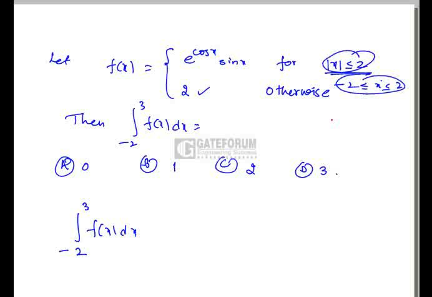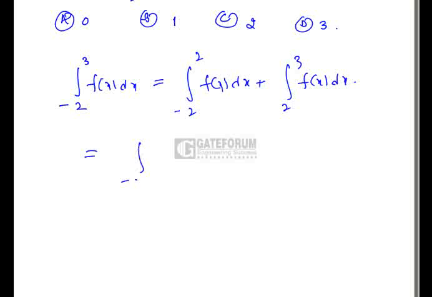And then for any other value, it is 2. So, we will split this integral into minus 2 to 2 f of x dx plus 2 to 3 f of x dx. Now, in the interval minus 2 to 2, f of x is nothing but e power cos x into sin x dx plus 2 to 3 f of x. Now, anything above 2 is 2 dx.